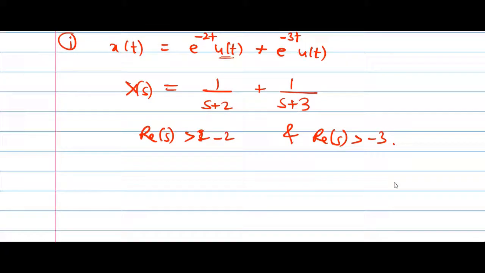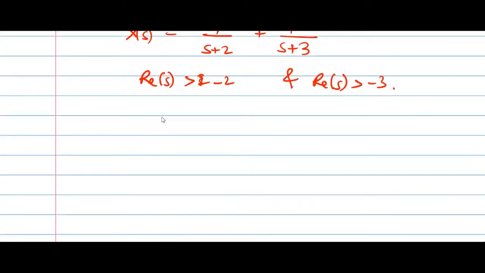If I sketch it, we have two poles. One pole is at -2, another pole is at -3. The common ROC is s greater than -2. So for s greater than -3 and s greater than -2, for both the signals the common ROC is s greater than -2.